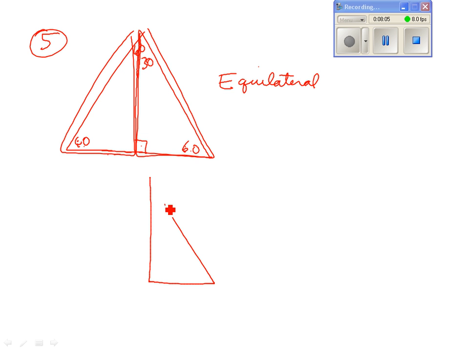Well, in that 30, 60, 90 triangle, the side across from the 30-degree angle should be labeled what? What did we say on that last one? Oh, L. Side across from the 60.